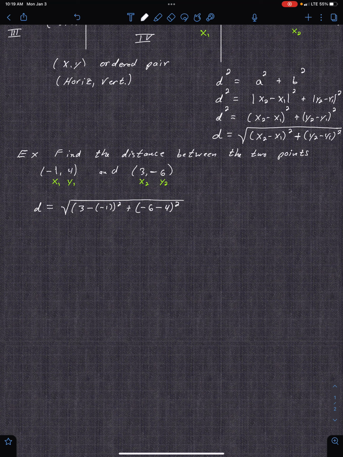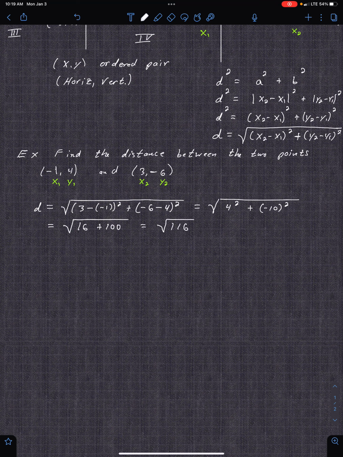All right, so now simplify that. And you should get, this is equal to the square root of. Notice how I'm using equal signs. You don't just write stuff, you connect with equal signs. So this is 4 squared plus a -10 squared. The sign doesn't really matter, it's just going to be positive. So that's the square root of 16 plus 100, which is equal to the square root of 116.